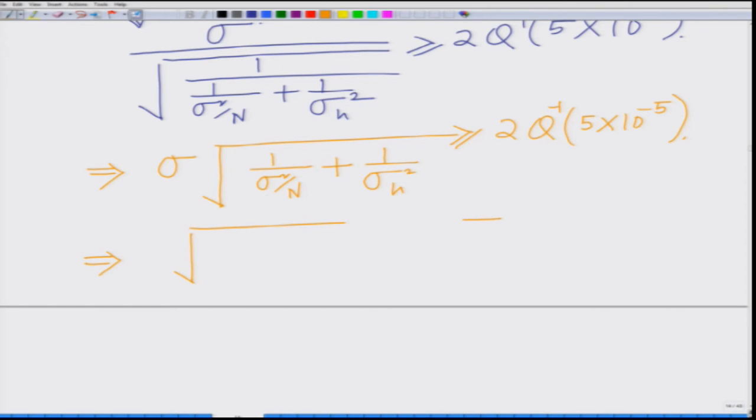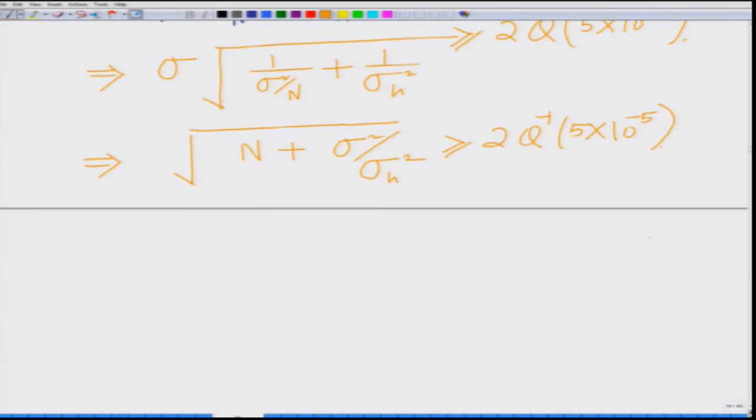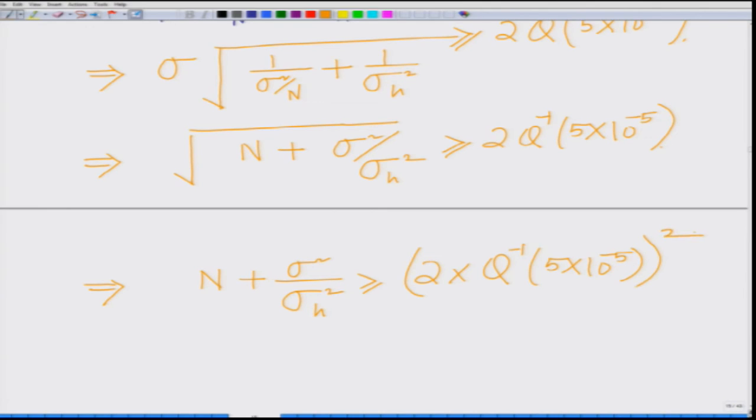This implies the square root of, well, you take the sigma inside, what you have is n sigma square divided by n, that is n, plus sigma square divided by sigma h square, must be greater than or equal to twice Q inverse of 5 into 10 power minus 5. This implies n plus sigma square divided by sigma h square is greater than or equal to twice into Q inverse of 5 into 10 power minus 5, whole square.